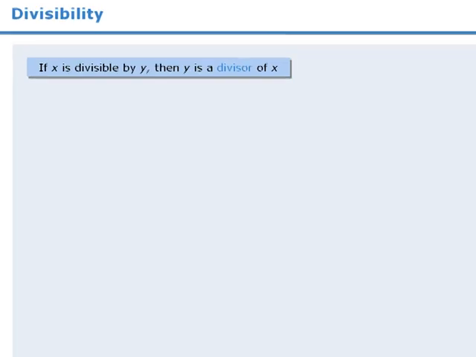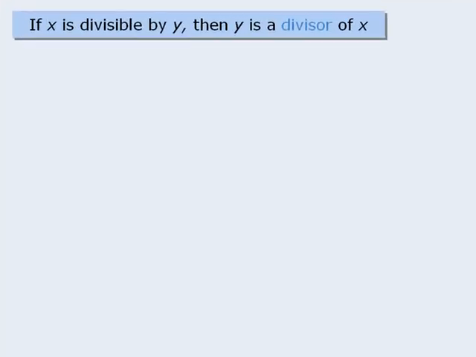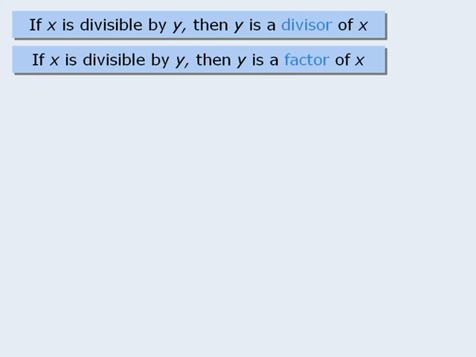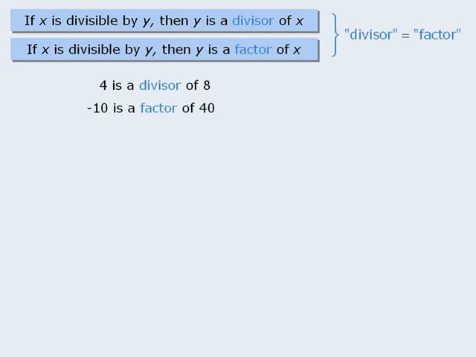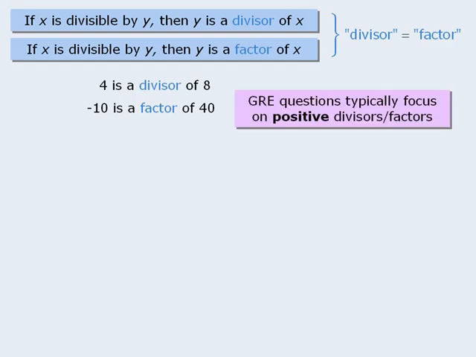Okay, let's examine some more definitions. If x is divisible by y, then we can say that y is a divisor of x. Or if x is divisible by y, we can say that y is a factor of x. The terms divisor and factor mean the same thing, and the GRE will use these terms interchangeably. So we can say that 4 is a divisor of 8, and we can say that negative 10 is a factor of 40. Now, although negative 10 is indeed a factor of 40, you will find that GRE questions typically focus on positive divisors. Okay, one last one. 15 is not a divisor of 20.